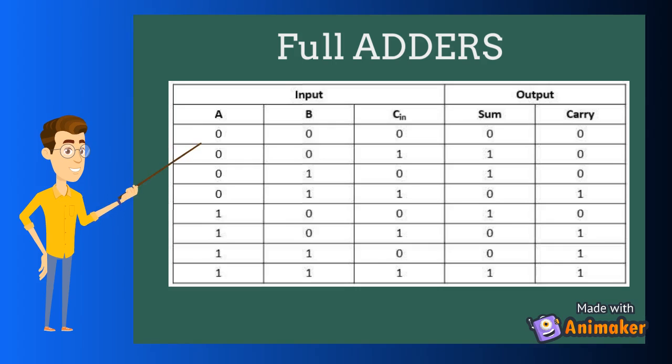All inputs equals 0, sum equals 0, carry equals 0. Single input equals 1, sum equals 1, carry equals 0. 2 inputs equals 1, sum equals 0, carry equals 1. All inputs equals 1, sum equals 1, carry equals 1. Now let us look at these cases through animations of them.